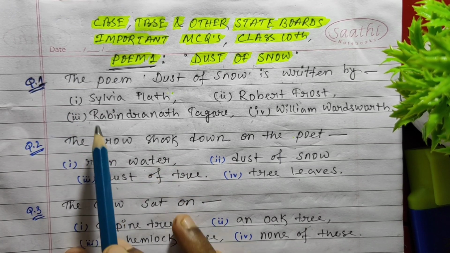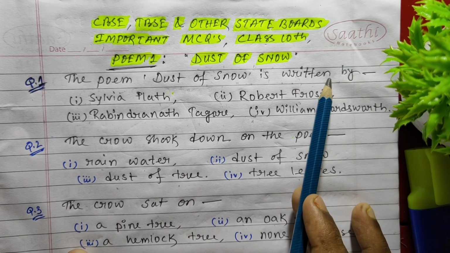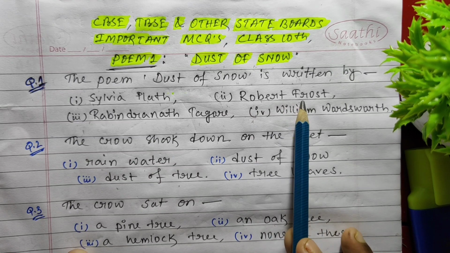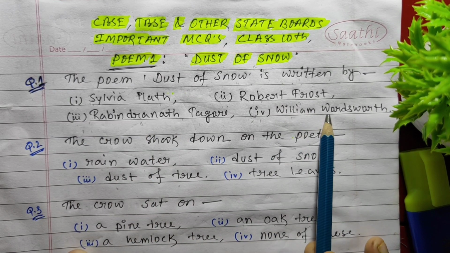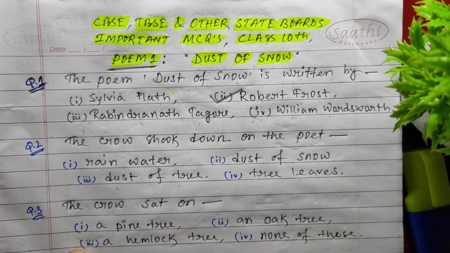The first question is, the poem Dust of Snow is written by. Here are the options: number 1 Sylvia Plath, number 2 Robert Frost, number 3 Rabindranath Tagore, and number 4 William Wordsworth. And I think all of you know the answer. The answer is Robert Frost.